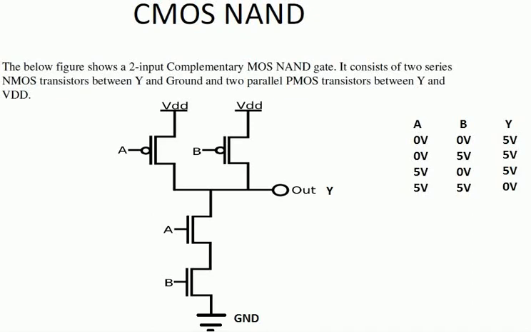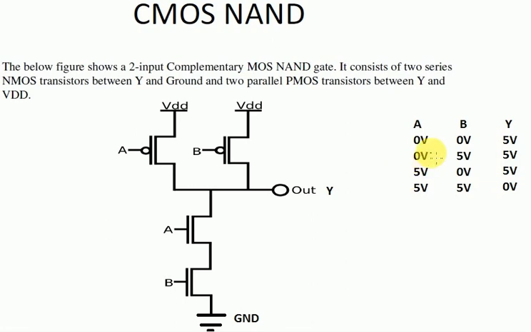Hello everyone. Today we are going to discuss the CMOS NAND gate. It consists of two series NMOS transistors between output Y and ground, and two parallel PMOS transistors between output Y and VDD. Here we have the truth table of the NAND gate.